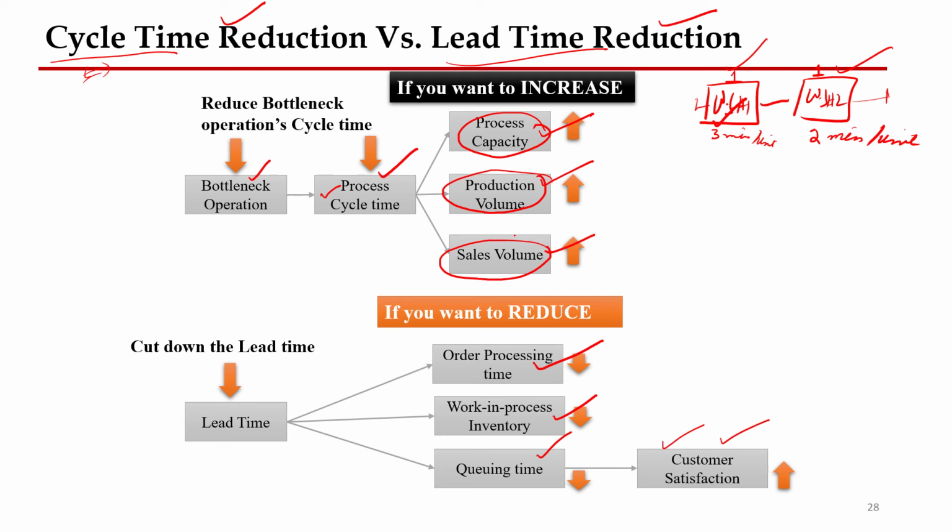So I hope you got the idea what kind of benefit you can get if you reduce the cycle time, and what kind of benefit you can get if you reduce the lead time. It depends on your objective. If you want to reduce the overall lead time to the customer, then you have to minimize the lead time. If you want to increase the capacity, you have to reduce the cycle time. So remember that by reducing the lead time, it is not guaranteed that you are able to increase the capacity. But by reducing the cycle time, there is a clear chance that we would also be able to reduce the lead time.